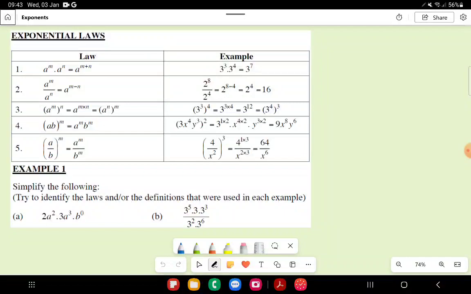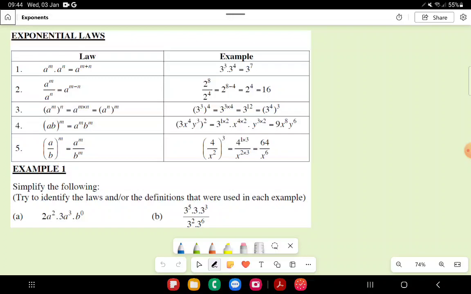First thing we want to do is go through the laws of exponents. Our first law says if you have the same base, a to a power multiplied by a to a power, then you add the exponents. Similarly, if you have the same base and you are dividing, you subtract the exponents. If you have a power raised to a power, then you multiply the exponents. A to the power of m to the power of n is a to the power of m times n.